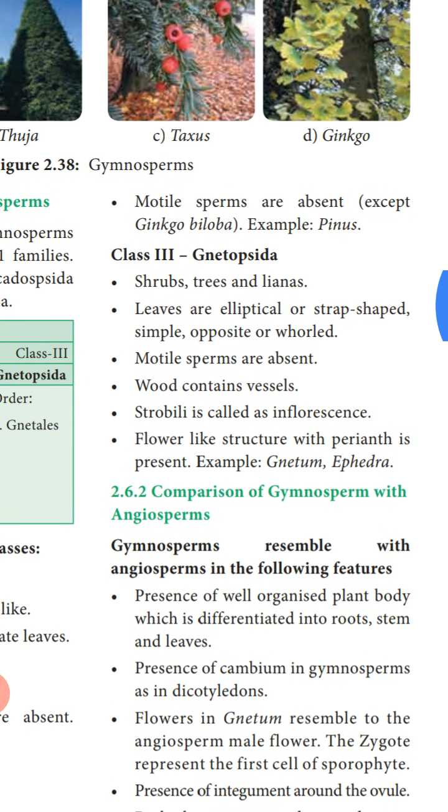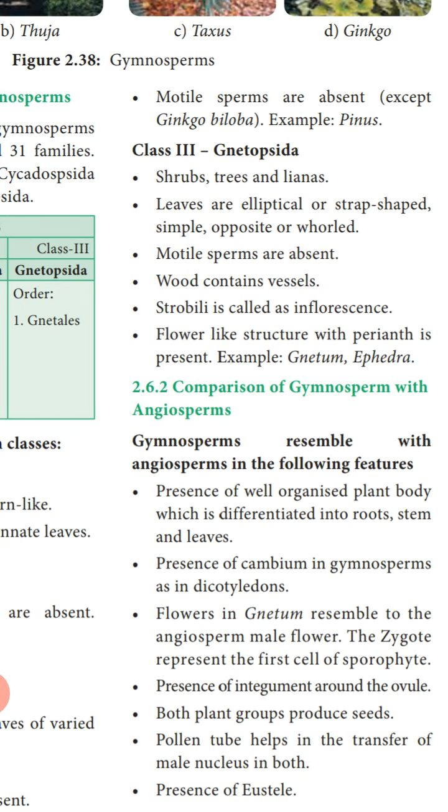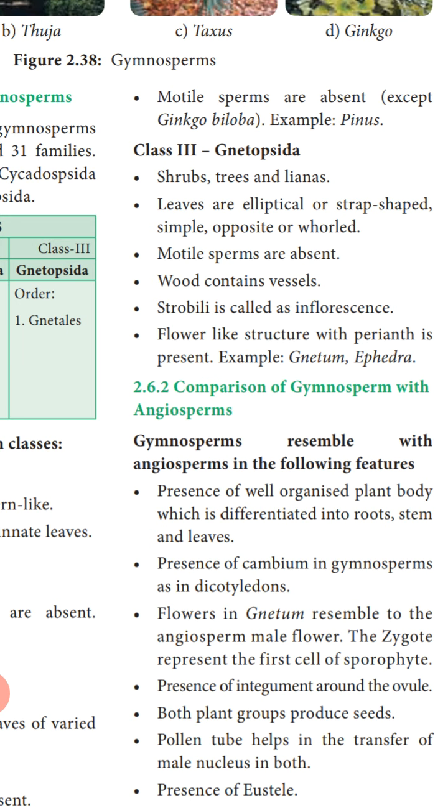An example for Coniferopsida is the Pinus tree. In Ginkgo, you can find that the sperms, the male gametes, are motile. Third class is Gnetopsida. Shrubs, trees and lianas are present. In Gnetopsida you can find three types of habit: shrubs, trees, and lianas. Lianas, again I explained to you, are the woody climbers. The stems of these plants are woody, but they climb around on other trees.